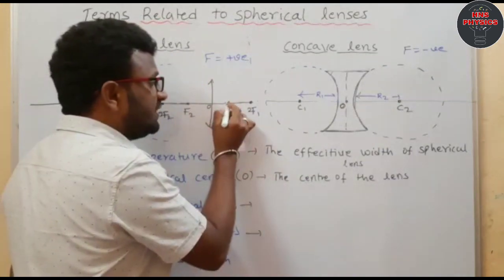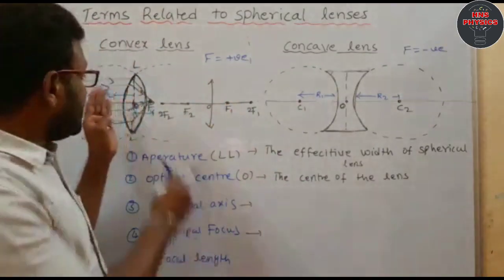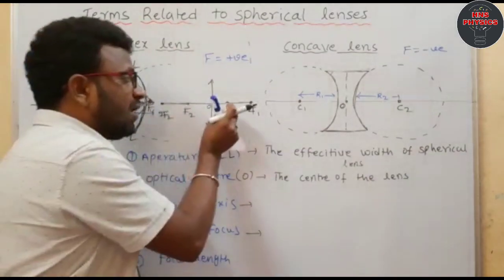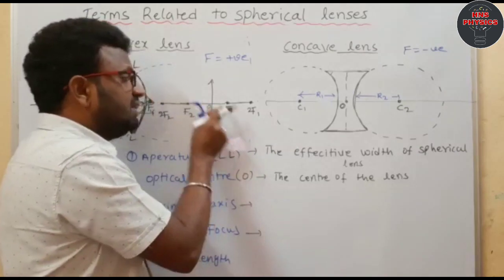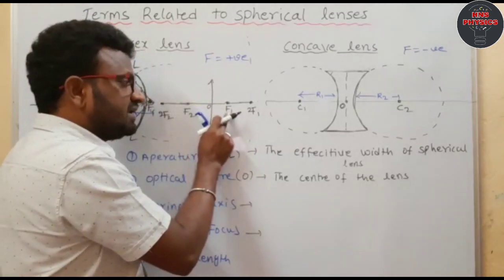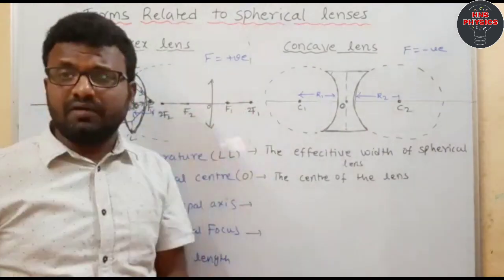So this is F1, where after the refraction all the rays meet at one point on the principal axis on the right side. That is nothing but the principal focus of the convex lens, F1. The center of curvature is nothing but double the focus.